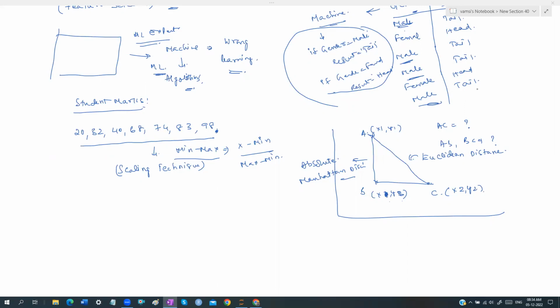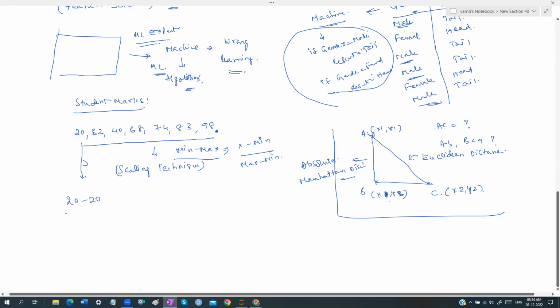So if I ask you to do that, anybody can do this on the data, guys. It is going to be 20 minus the minimum, which is 20, divided by the maximum, which is 98, minus the minimum, which is 20. If I ask you to apply the formula, everybody can apply it. Subtract the minimum value from every element, divided by the maximum minus minimum. So 20 minus 20 divided by 98 minus 20 is nothing but 0. I'm not writing the remaining things, guys. Then it is going to work.